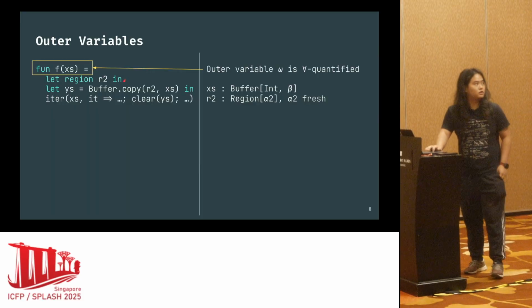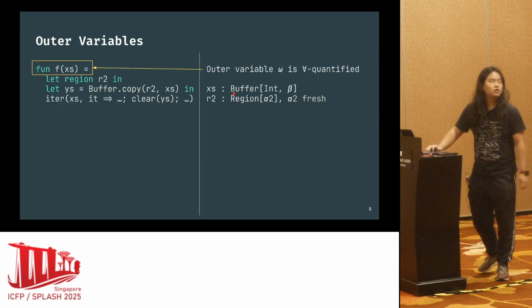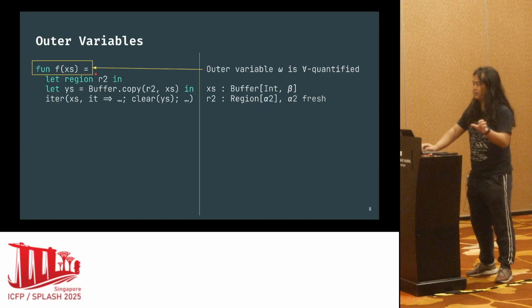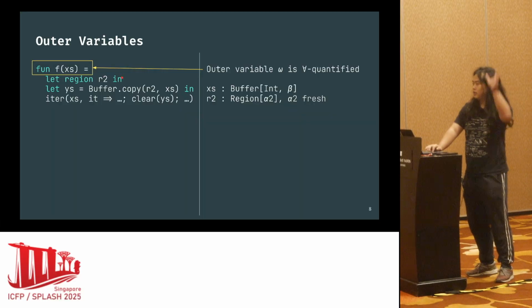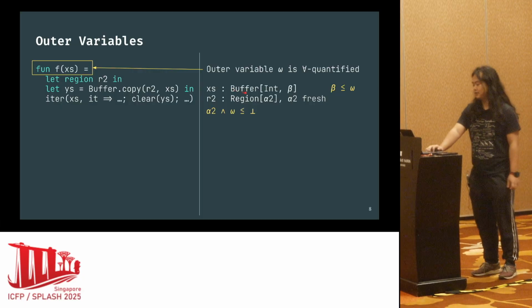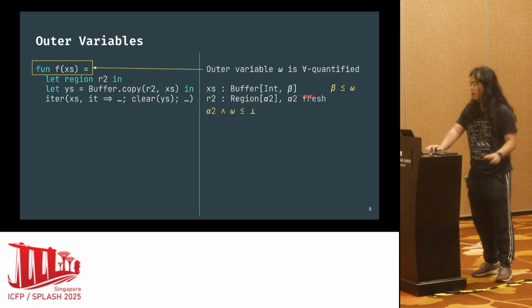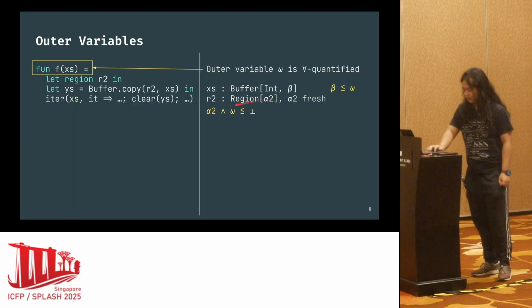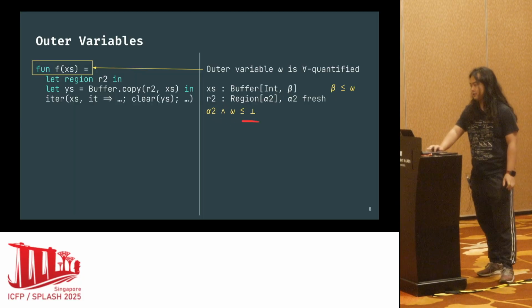So the solution is to introduce an outer variable. We call it omega, and it is for all quantified when we have this polymorphic function f. And this omega indicates all the unknown outer regions. So the xs has type buffer of int and beta, where beta is less than omega, to say that this buffer is allocated in some outer unknown regions. And for R2, we also have this evidence.